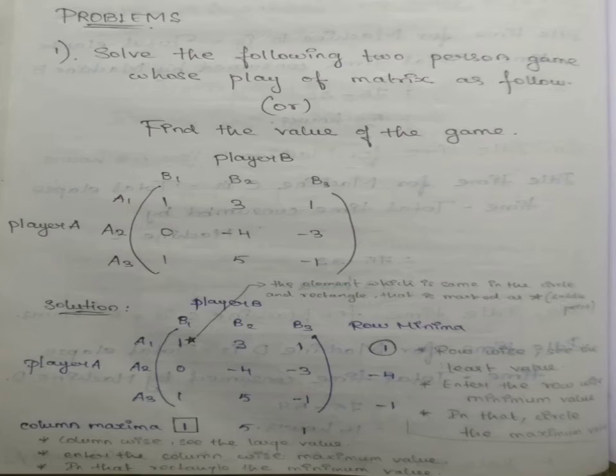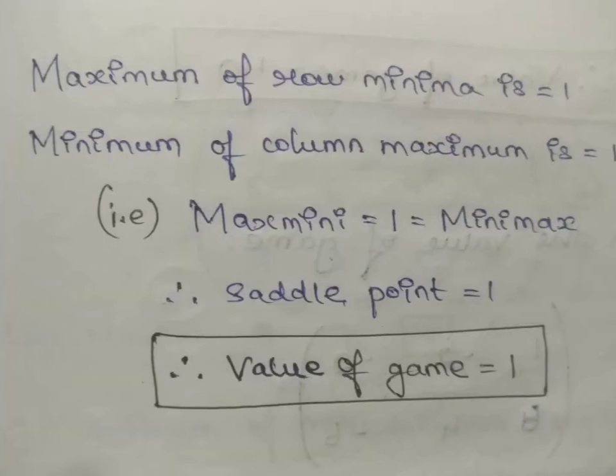So here you have the first element, that is your saddle point, that is your value of the game. After finishing these steps you have to come with the value. Maximum of row minima is equal to 1, minimum of column maxima is equal to 1. Here maximin is equal to minimax, so therefore the saddle point is equal to 1. Therefore the value of the game is equal to 1. In case minimax value is not equal to maximin, we have another formula, that is your mixed strategy. We will see in the next class.